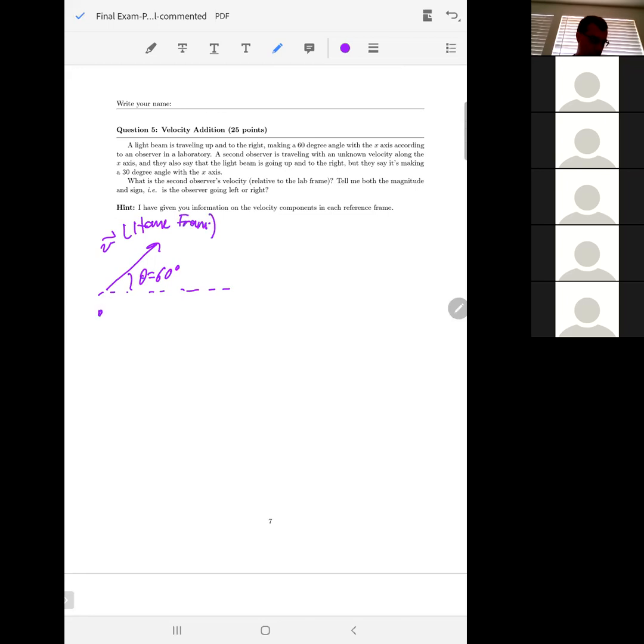But then we've got this other observer going with velocity beta. And they say that the light beam is only making a 30-degree angle with the axis. All right, remember, people can disagree on the velocity of light. They can't disagree on the speed of light, but they can disagree on the velocity of light. All right, so we need to somehow figure out what is beta. Any suggestions on how we would do that?